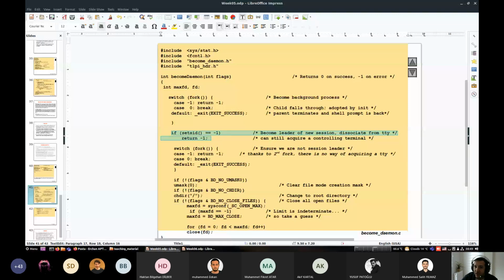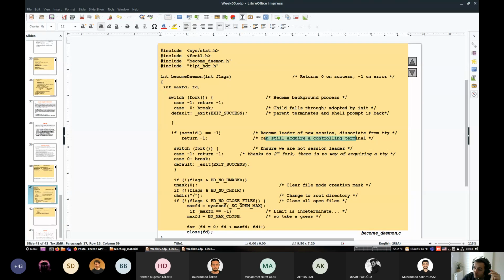Now, the child, what does the child do? The child detaches itself from the session of its parent, and of course also from the controlling terminal of that session, and becomes the leader of a new session. And in this new session, there is only this new process, nothing else, and no controlling terminal. But this still means that it can still acquire a controlling terminal if by any chance it opens a terminal device. Now we also need to eliminate that possibility.